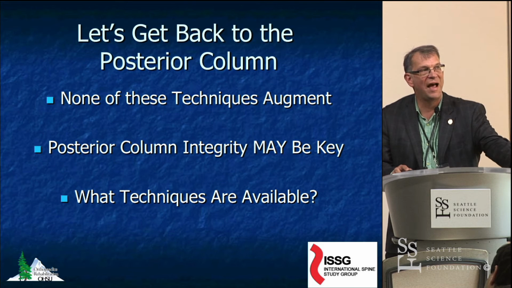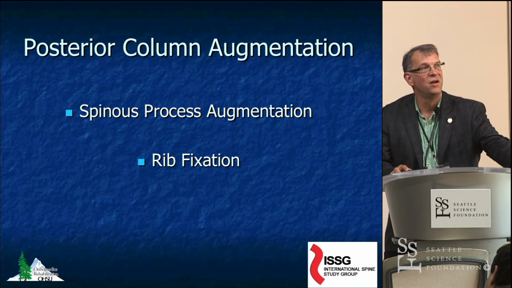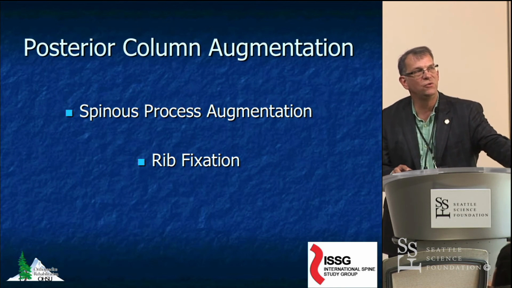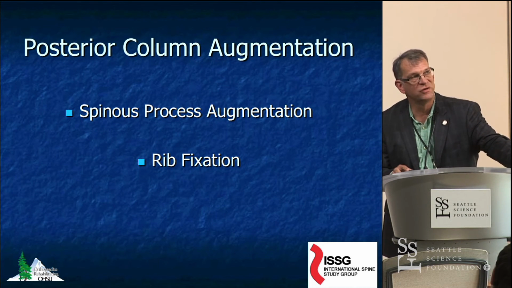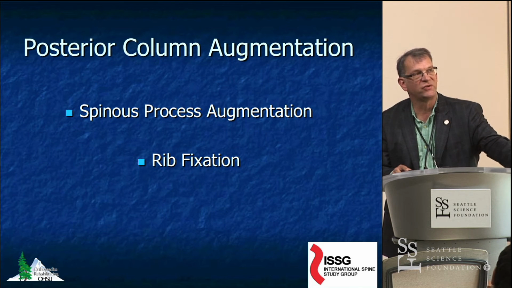So if we think about that, what techniques are available and described? There have really only been two that I'm aware of. One is the spinous process augmentation that Chris Ames has published on and that I've used recently in about 15 cases with good success. And the other is rib fixation, which is something I've been doing over the last 2 years.